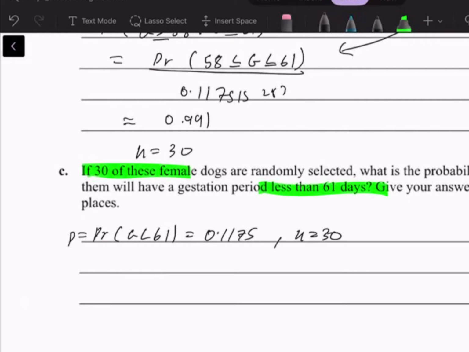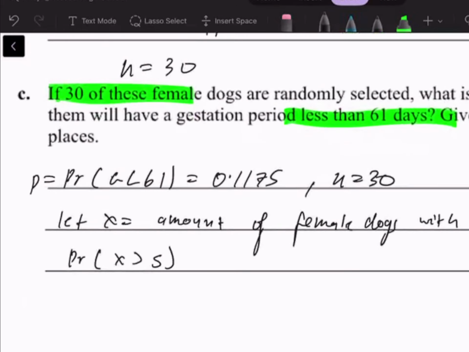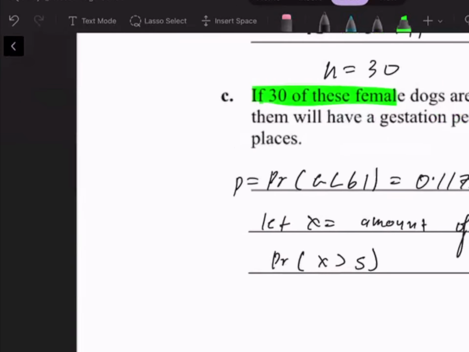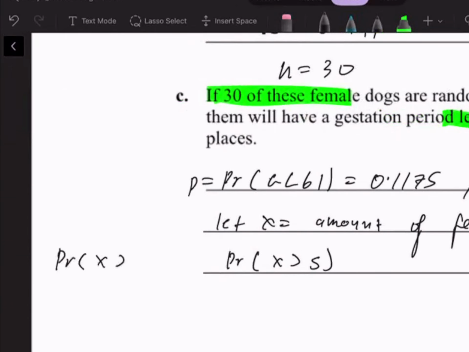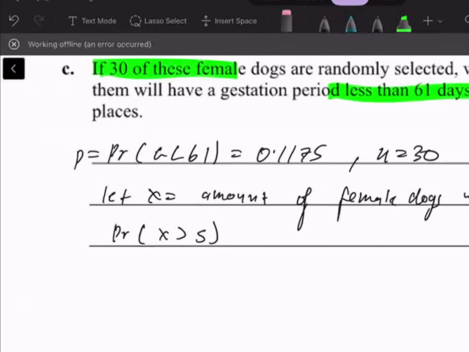We have to redefine a new variable. This one I just said let X equal the amount of female dogs with G less than 61. So now we're doing the probability that X is greater than 5. The trick with this question is that it's binomial. In a continuous distribution, it doesn't really matter if it's greater than 5 or greater than or equal to 5. But in binomial, if it's greater than 5, that means it can't be 5.